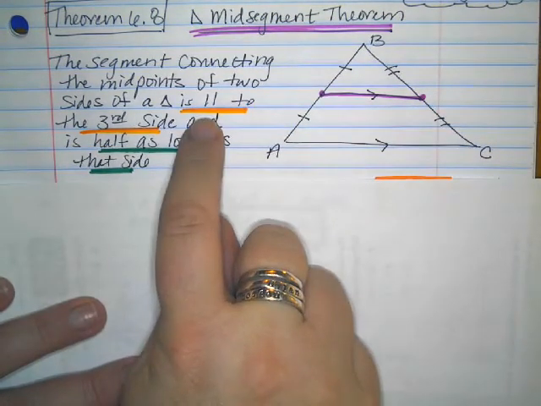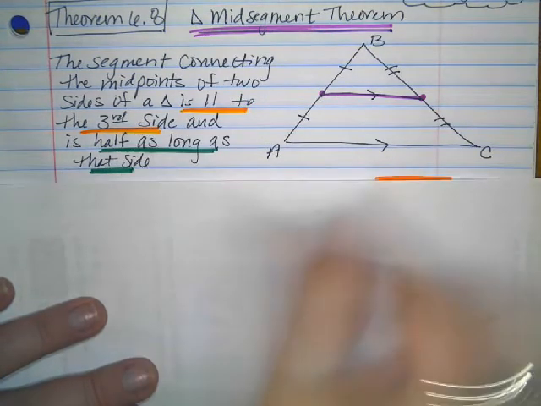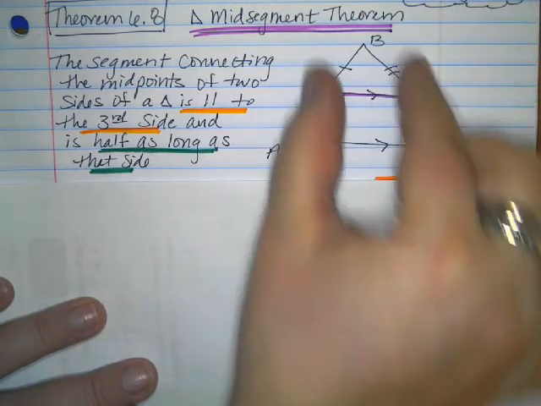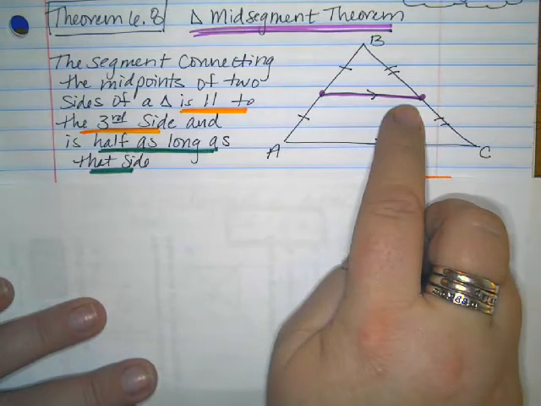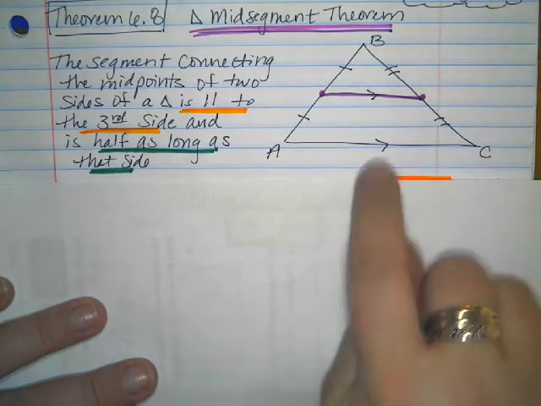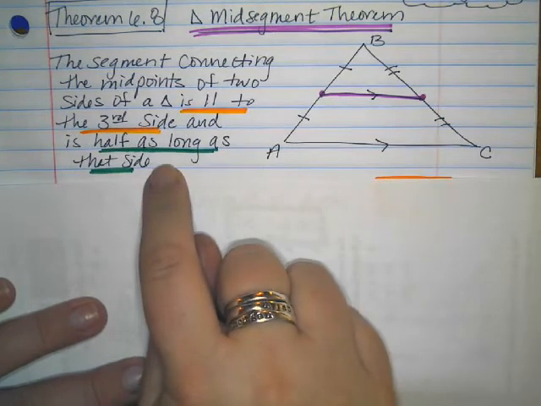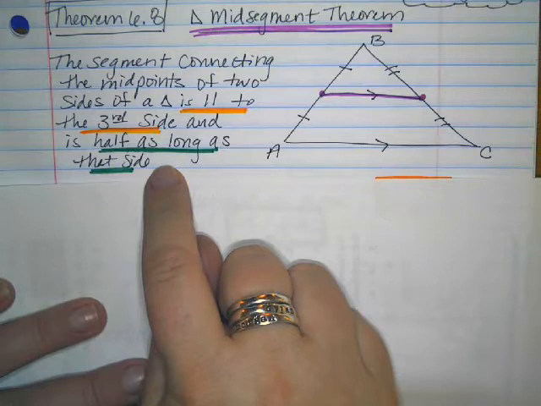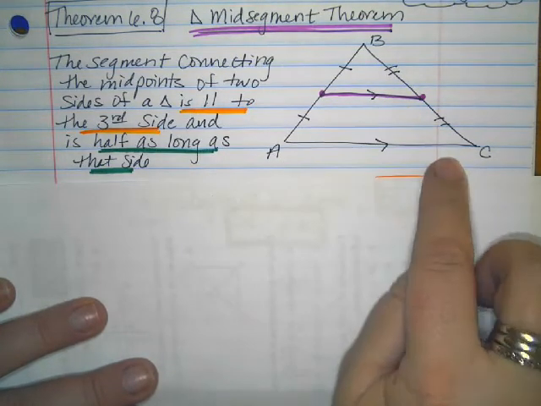The first thing it tells us is that the mid-segment is parallel to the third side. Since I connected these two midpoints to create my mid-segment, now I can say that this mid-segment is parallel to the third side. Remember those little arrow notches that show they're parallel. The other thing it tells us, which helps with the algebra, is that it's also half as long as that side. So this mid-segment is exactly half of this third side.